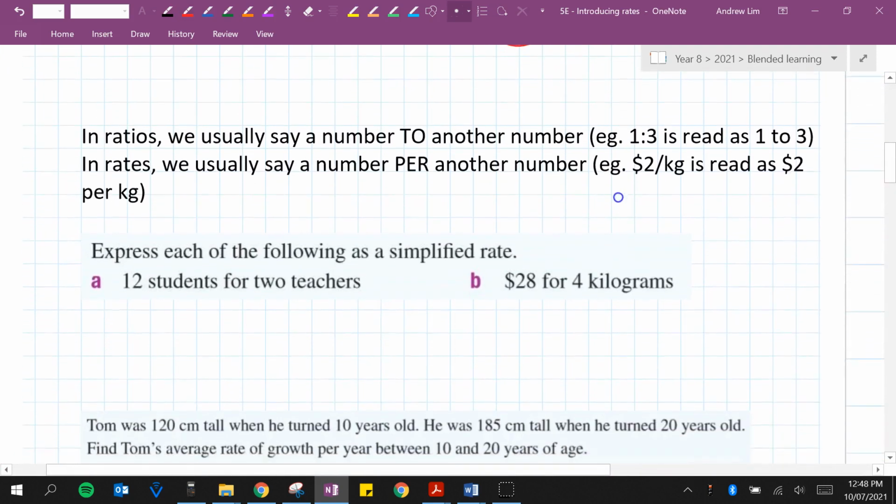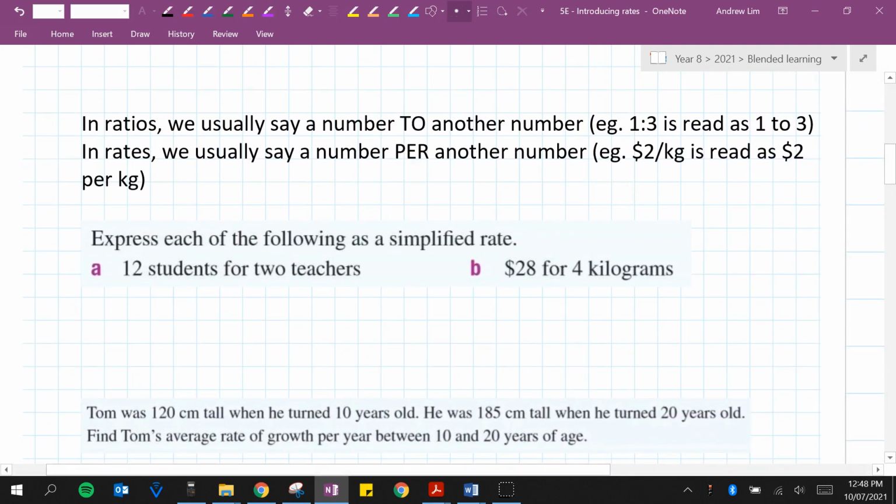Now, in a ratio, we usually say a number to another number. For example, 1:3 is read as 1 to 3. Okay, or we have 2 to 5 or 9 to 4. Okay, those are all ratios. But in rates, we usually say a number per another number. So here, for example, we've got $2 per kilogram. Okay, or $2 per 1 kilogram. But we don't need to say the 1, so there's no need to write it.